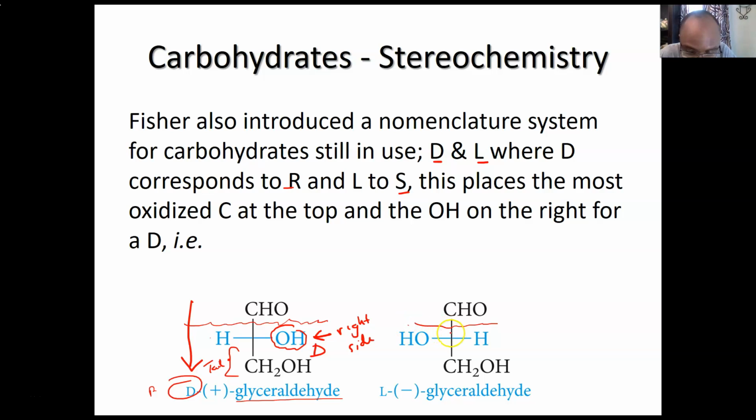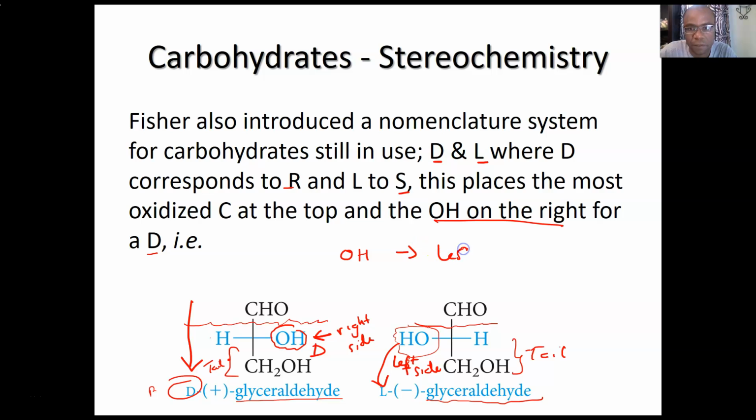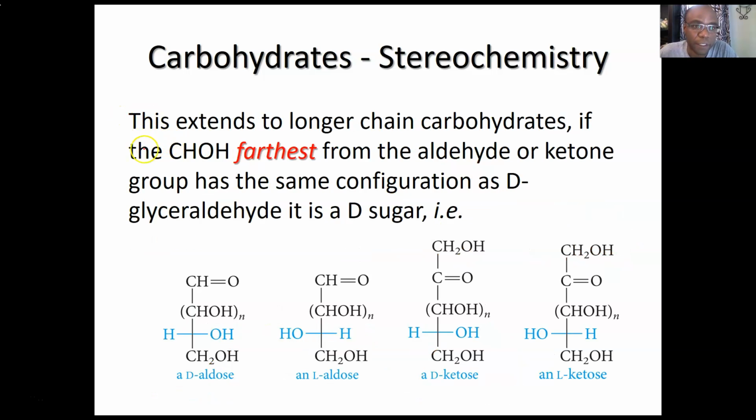And then if the OH next to the tail of the Fischer projection is on the left side, then we call that an L-glyceraldehyde. So it's common for you in the market to see D and L rather than R and S. That's what D and L means in sugars. So OH on the right, you get a D. OH on the left, you get an L sugar, and you're going to be tested on this in the final.